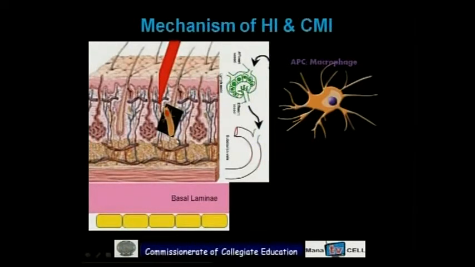If the macrophage finds that pathogen, it will capture it with its pseudopodia and engulf it. It undergoes phagosome formation, and that phagosome fuses with the lysosome to form the phagolysosome, and after that it undergoes the digestion process.